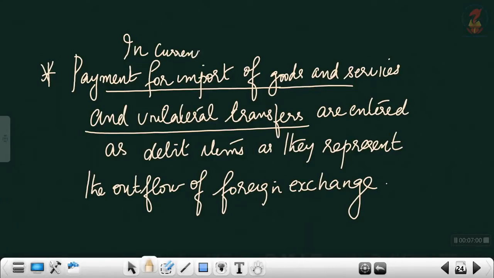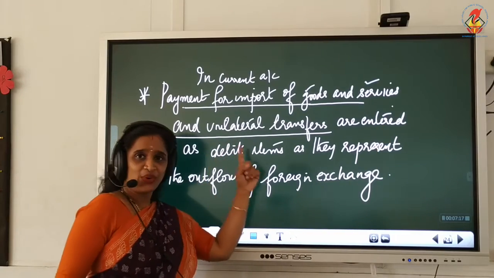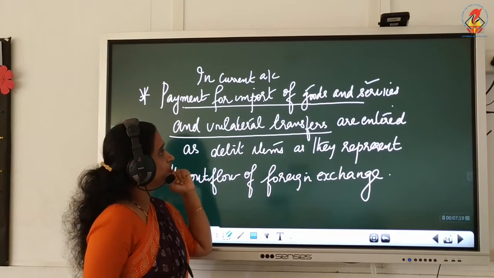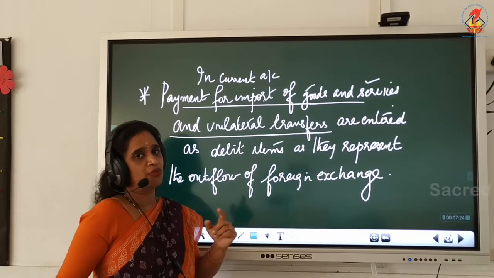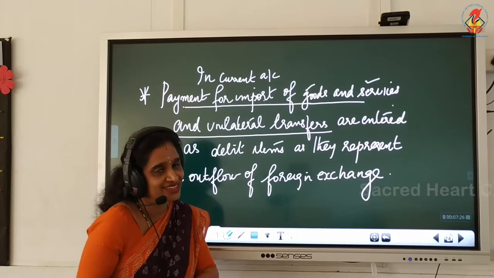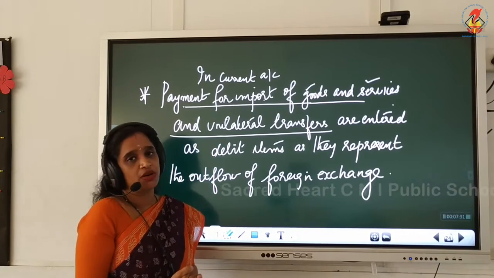In current account, payment for, we are making payment. When we are importing something, we are making payment. The payment for imports of goods and services. Goods means visible items, services means invisible items and unilateral transfers. Payment for all these three. Payment means we are making payment, therefore money is flowing outside. So when money is flowing outside, it has to be recorded on the debit side.